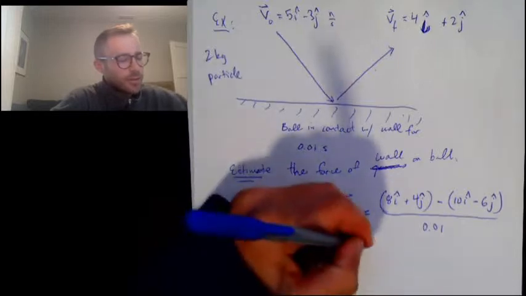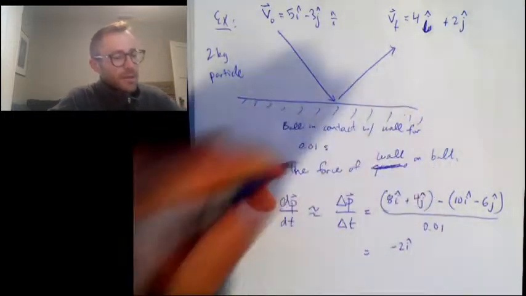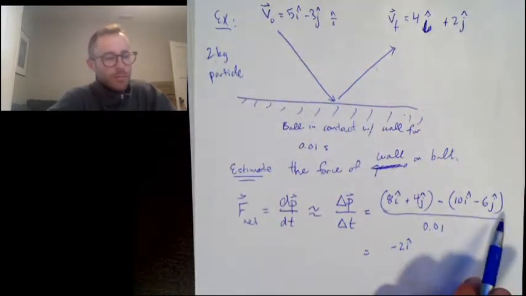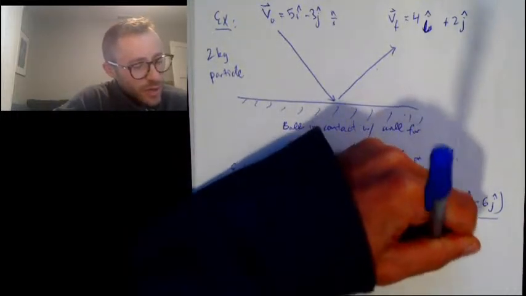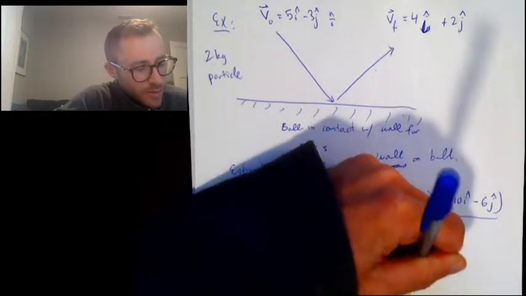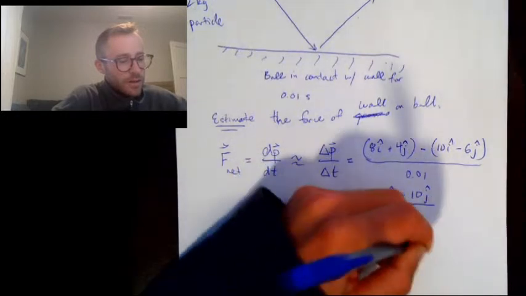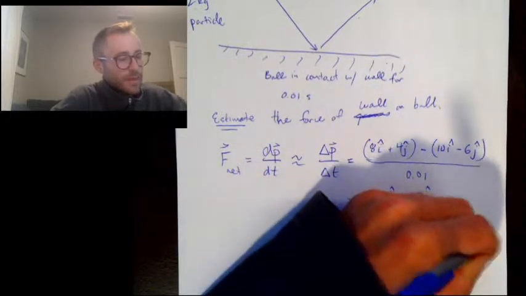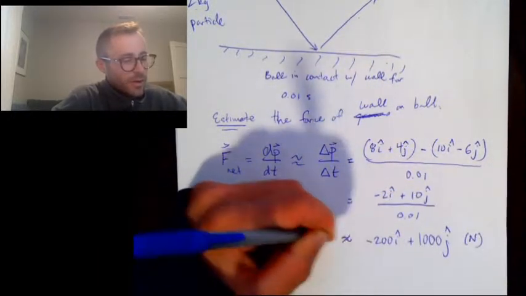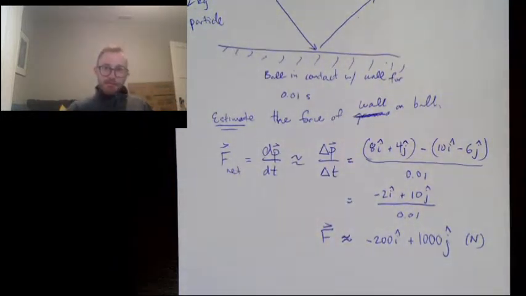All right, so let's do the subtraction. I have 8i minus 10i, that's minus 2i. And then I have 4j minus 6j... actually 4j minus minus 6j, so that's going to be 10j. And all this is divided by 0.01. It's the same thing as multiplying by 100. So I have minus 200i plus 1000j newtons. And that's the approximate value of the force that the wall exerts on the ball.